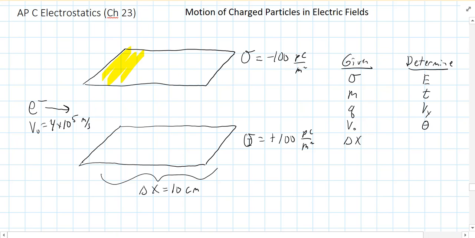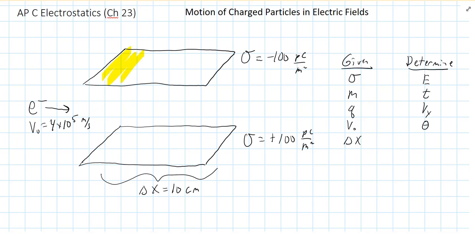Now there's going to be numbers for all these, but we're going to start by answering all four of these questions in terms of the givens and fundamental constants. Then we'll plug numbers in a little bit. What's more important is do I know what to do here? Getting the calculator out is the last thing you need to worry about.